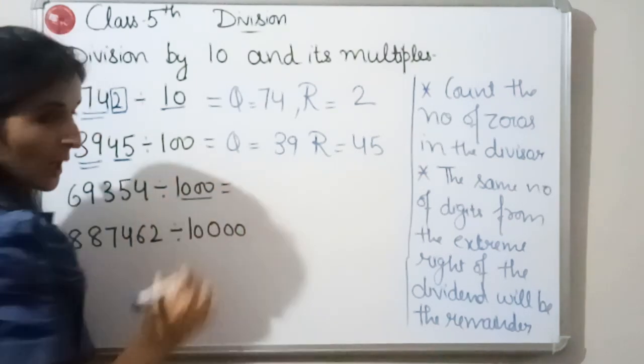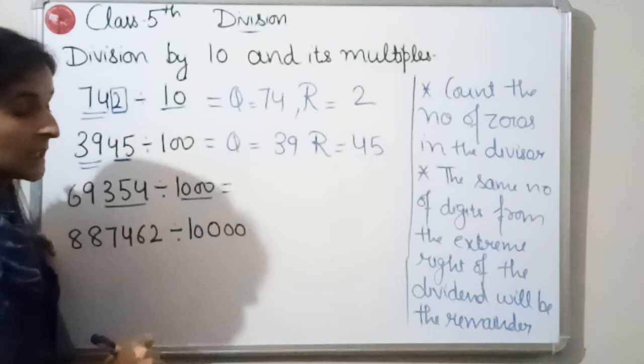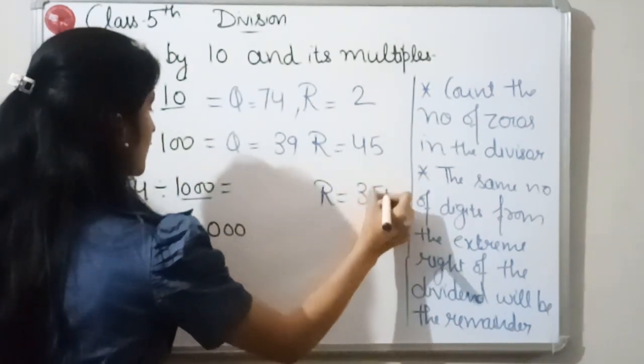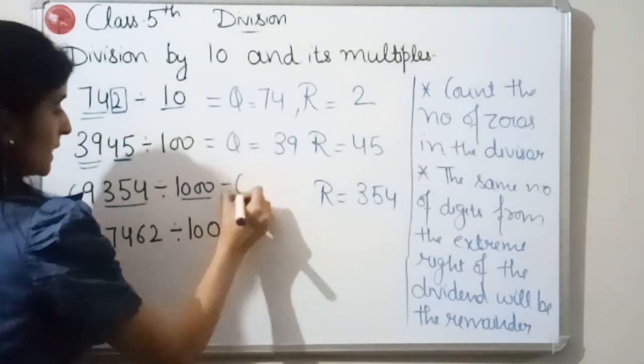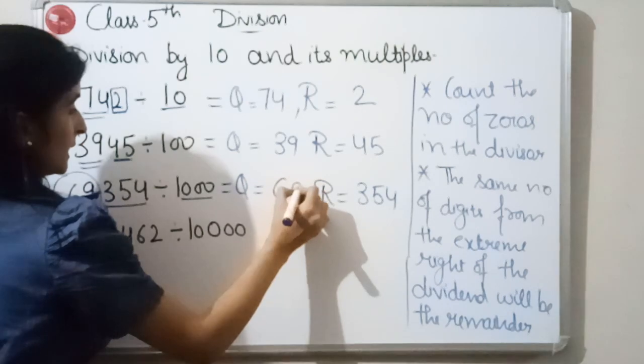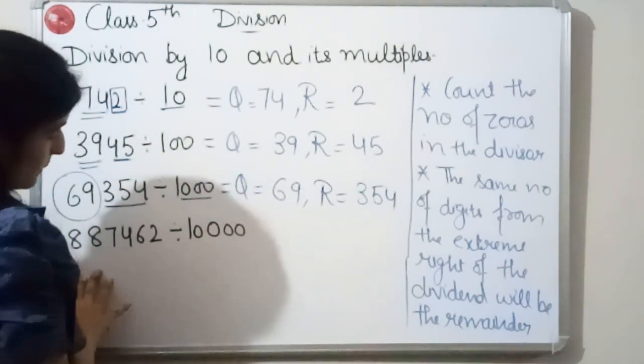Here in this 1000 we have got 3 zeros. So the last 3 digits will be the remainder. Last 3 digits are 354 and the quotient will be the remaining digits, that means 69. Clear? Now let's come to the next part.